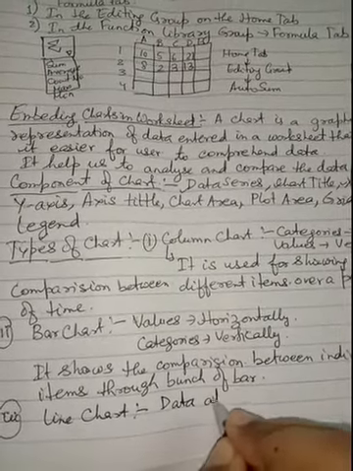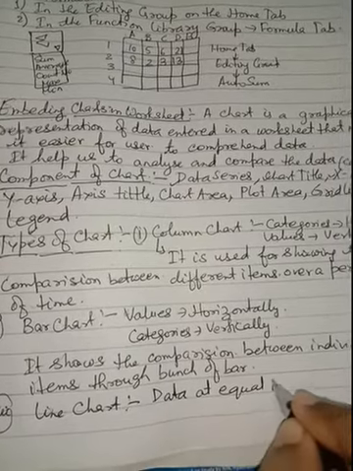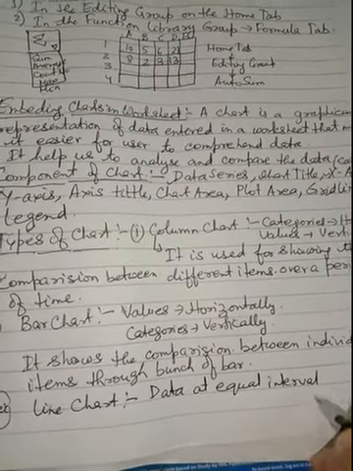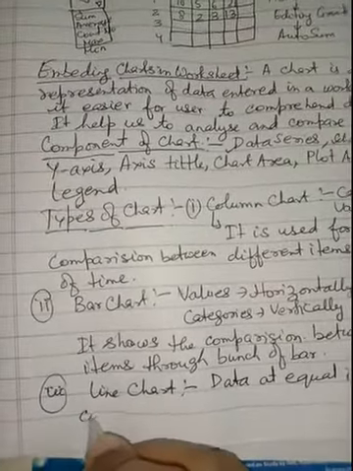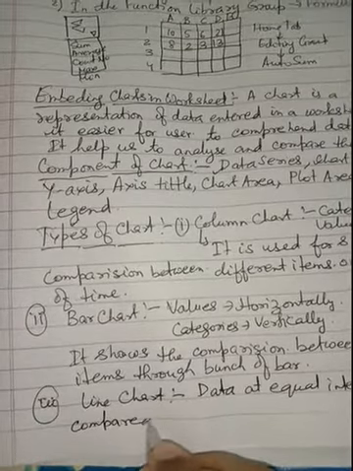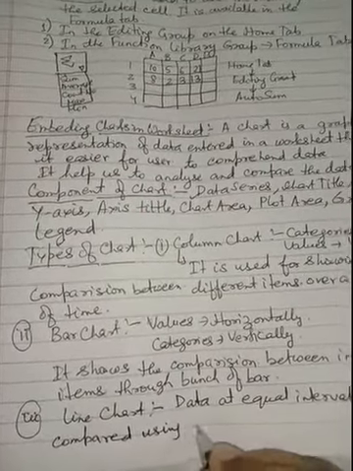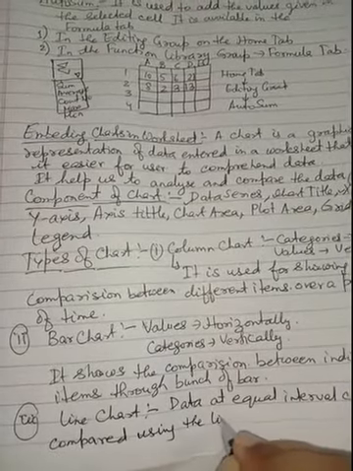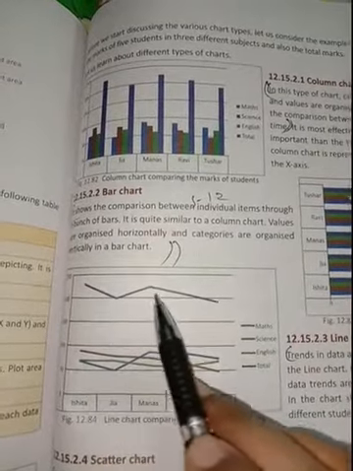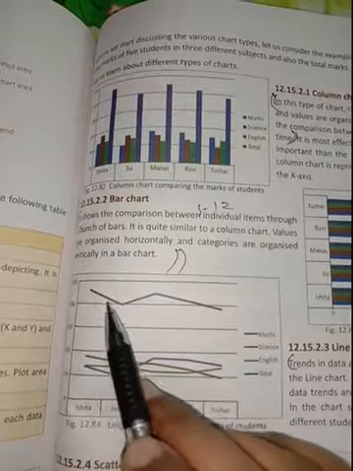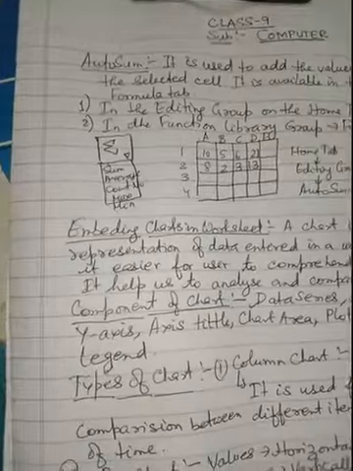So in the line chart we have data at equal intervals and it can be compared using the line chart. For example, this is the line chart, where lines are drawn and the different values are represented with the help of the line chart.